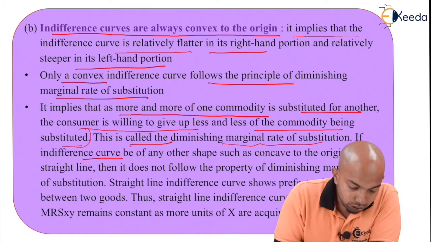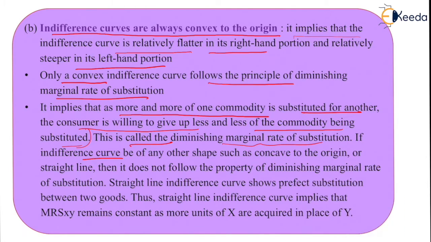If the indifference curve is of any other shape, such as concave to the origin or a straight line, then it does not follow the property of diminishing marginal rate of substitution. If it wasn't convex, if it was concave like the way we discussed, it wouldn't have followed the principle of diminishing marginal rate of substitution here.